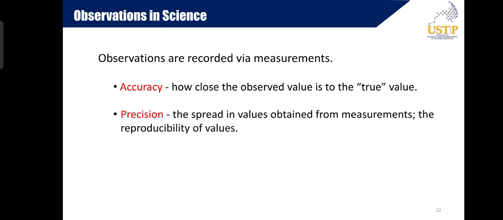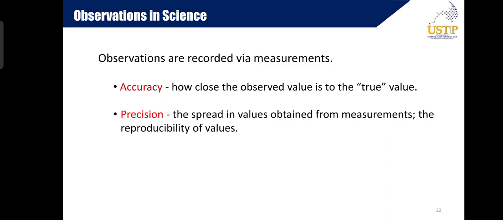But when you say precision, is the spreading of the values or data acquired through measurements, the reproducibility of values. So kung naatay nakuha na mga datas from our experiment, we should see how close our measurements are to each other. Kay since in our experiment, we won't be just doing one trial lang, kay bias man siya.